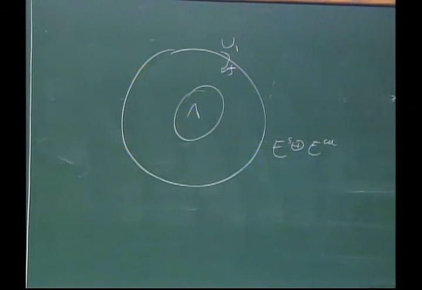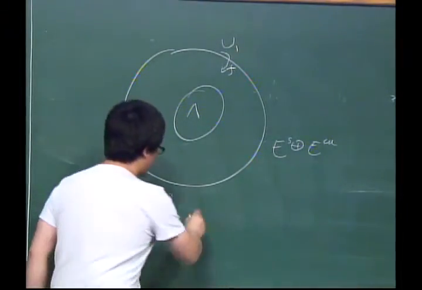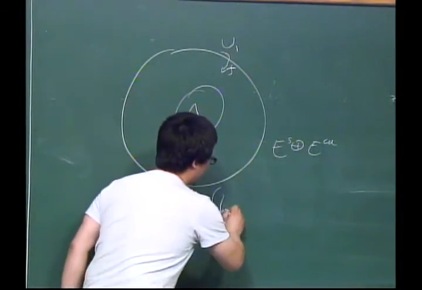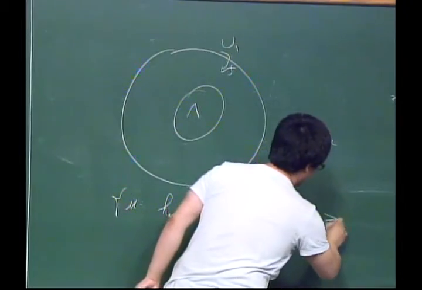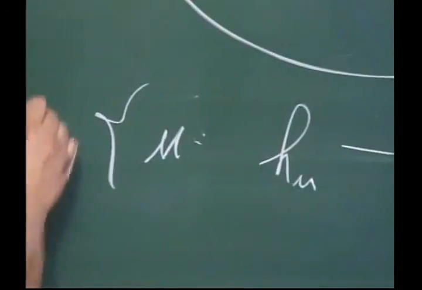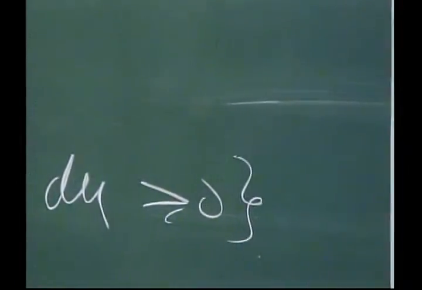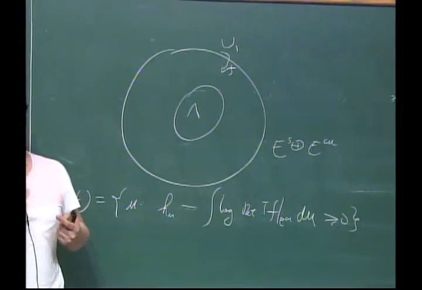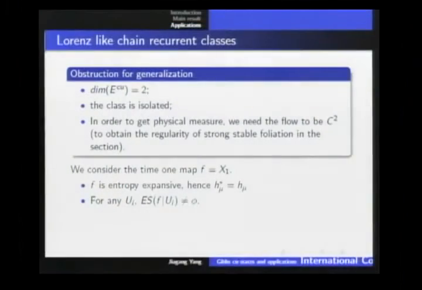So as Marcelo and I proved, in this neighborhood the SRB-like equilibrium state is not empty. What the equilibrium state is in this special case is the measure mu such that the metric entropy of mu minus the integral of the log determinant of the tangent map along the ECU direction, with respect to d mu, should be larger or equal to zero. It's not empty. Okay. Here we remove the star because the system is entropy expansive, so the metric entropy is semi-upper continuous. Okay. So we have measures now.